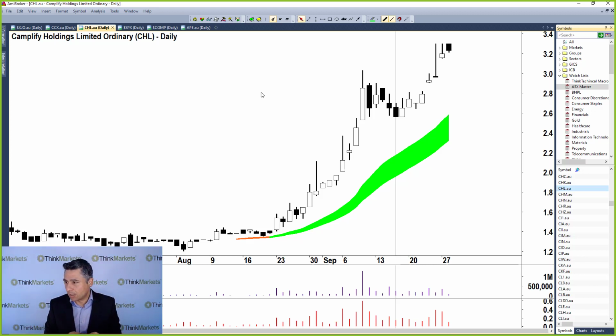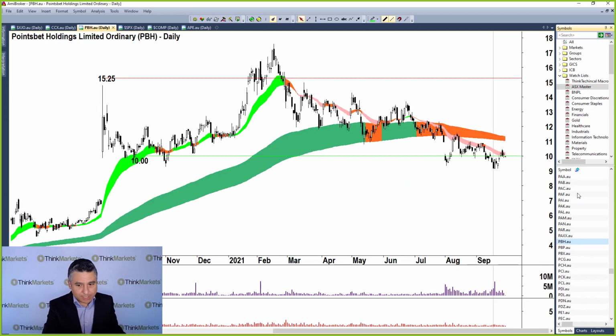So thanks for bringing that to my attention. I'll certainly do some more work on it. If you want a buy, hold, and sell from me, I wouldn't be selling a share of this, and I'd be happy to buy it on pullbacks. I think you're going to get a little pullback into $3, and that'll probably be fine to buy. PBH is the next one, which is Pointsbet.